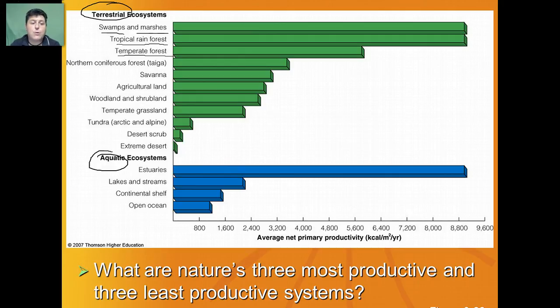If we move to our aquatic ecosystems, we see that our top producer is going to be our estuaries, like the Chesapeake Bay. So it's no wonder that we want to try to preserve a place like the Chesapeake Bay for its ability to provide a natural service like primary production. It also makes sense that at the bottom of our list are things like deserts. When you have a lack of plants, you're going to have a lack of primary productivity. Likewise, the open ocean. Well, as a whole, there's a lot of production happening in the ocean, but per meter squared, there's not a lot of productivity in the open ocean.